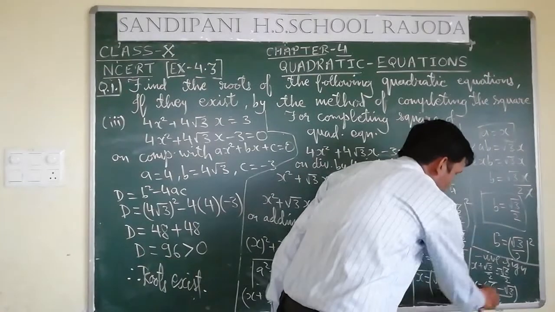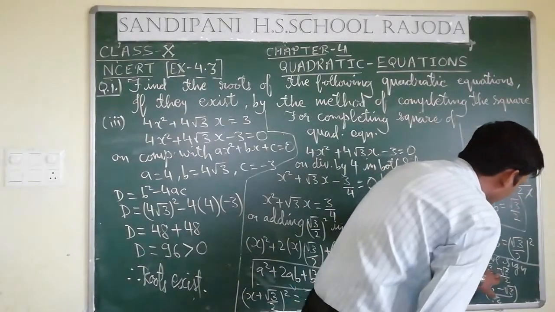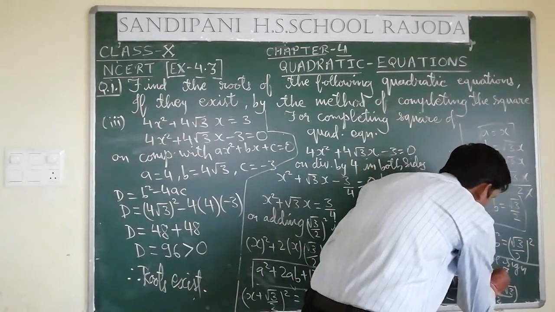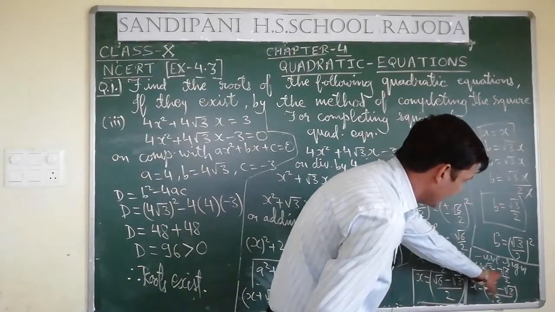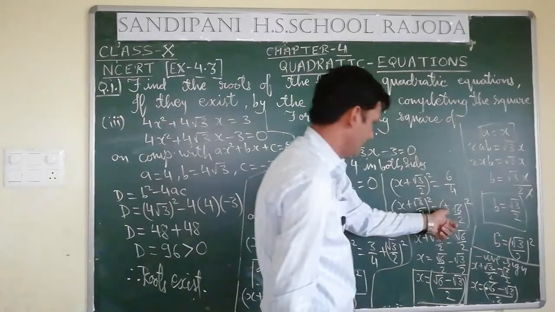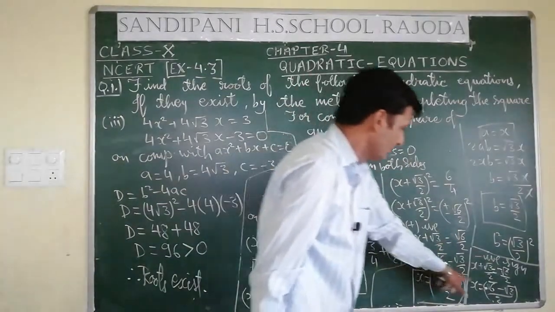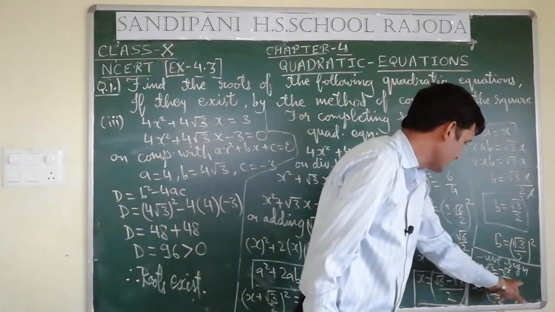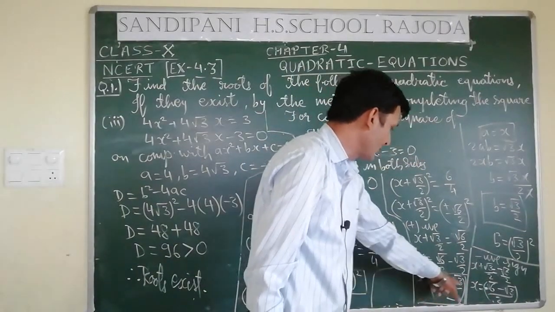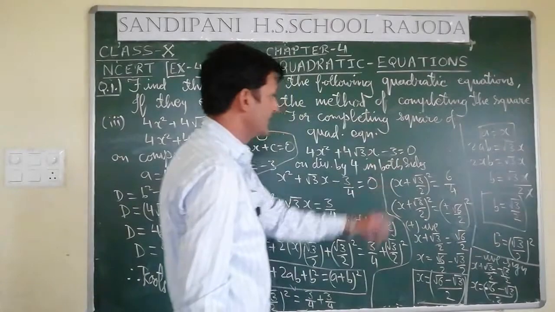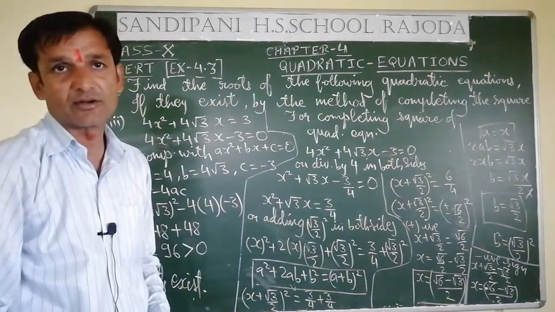It is minus root 6 minus root 3 by 2, because this positive will become negative there. We are taking negative sign here. Here plus and minus signs are there. So it is minus root 6 minus root 3 by 2 is one answer, and another one is x is equal to root 6 minus root 3 by 2. These are the two answers for this question.